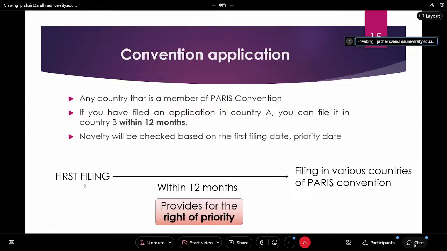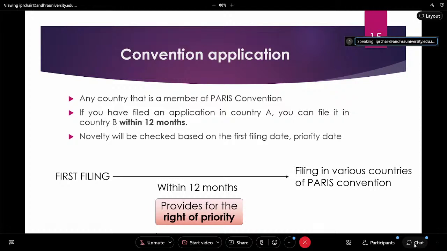So while you have 12 months of window filing, you can go for various countries. So what happens in convention application? We call it convention route. So you have filed one patent application in India. Now you realize that your invention has got value in Germany and Japan and US and Brazil. Suddenly you realize that.